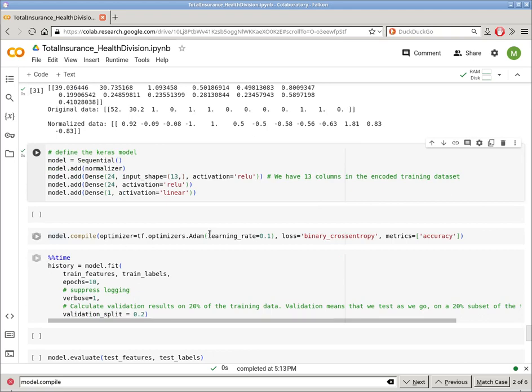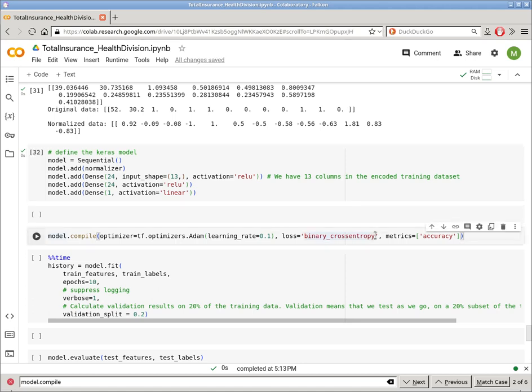Okay, now we want to compile it. And what about our loss function? Binary cross entropy is used for categorical data, right? So let's just try mean squared error, which is a good thing to use for numerical data. And now for metrics, accuracy makes no sense.